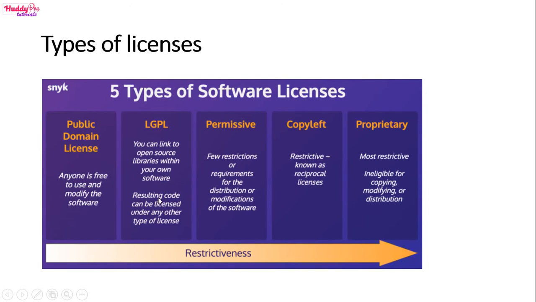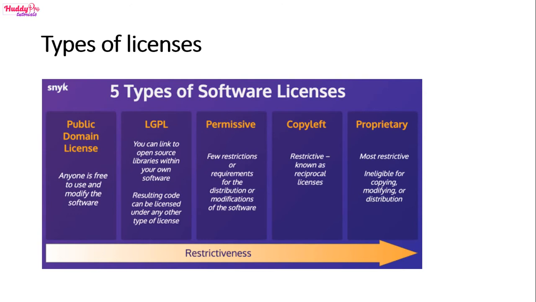Now here we have some simple explanations for each type of license. Public domain license, anyone has the freedom to use it and to modify it. That is the software. So if you acquire the software that uses the public domain license, you have that liberty to use it and to modify it in any way you want.